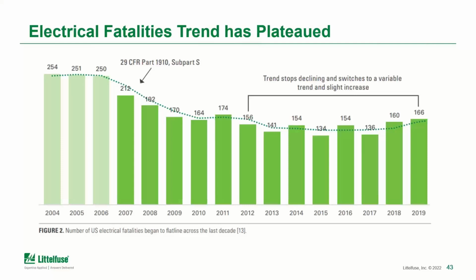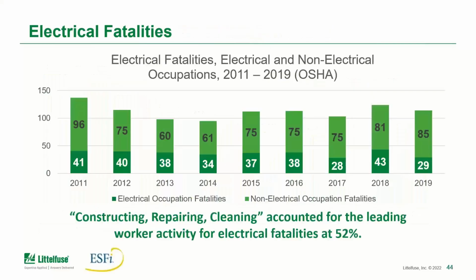So we have not been making progress in reducing that baseline number of electrical fatalities. That progress has stagnated a little bit. When you dig into it further, you can see that non-electrical occupations are more likely to be involved in a fatal electrical accident compared to an electrical worker. And the construction industry in particular has the highest rate of those fatalities.